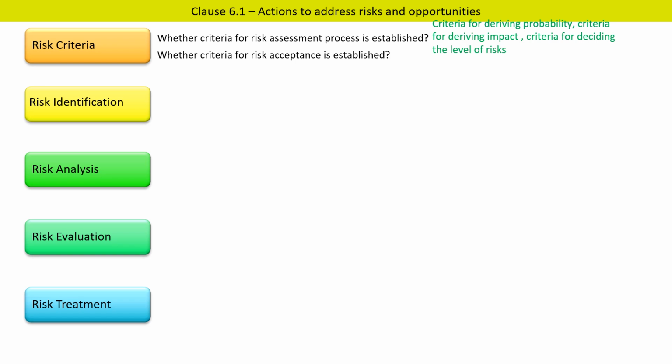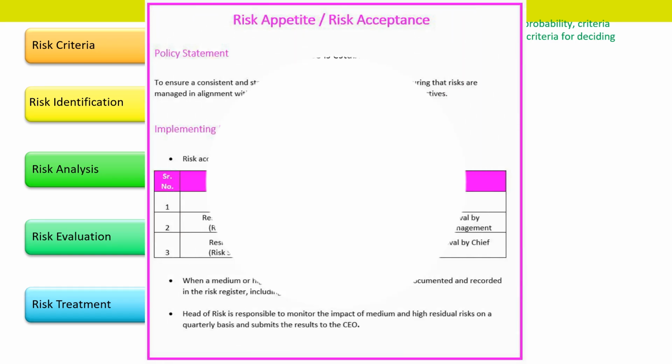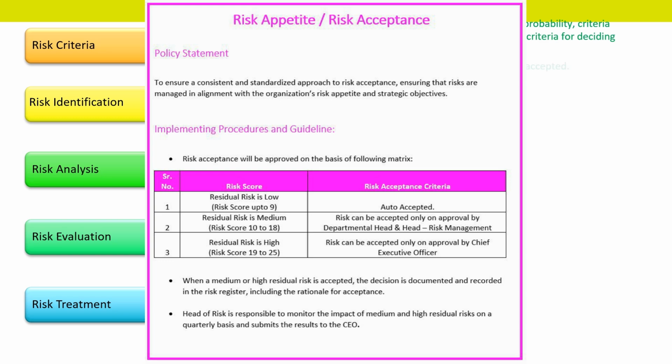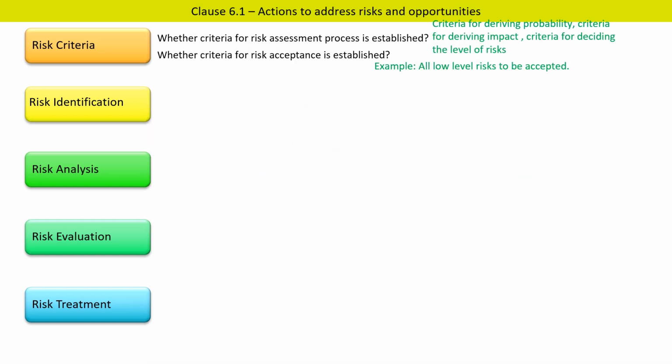Also, the organization is required to determine the criteria for acceptance of risk. For example, the organization may decide to accept all the low level risk, and in that case all the risk above the low level needs to be treated until it is brought to the low level.